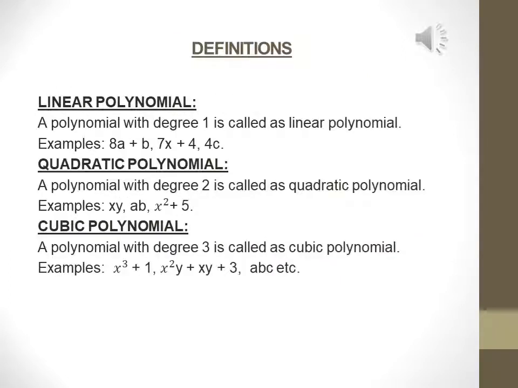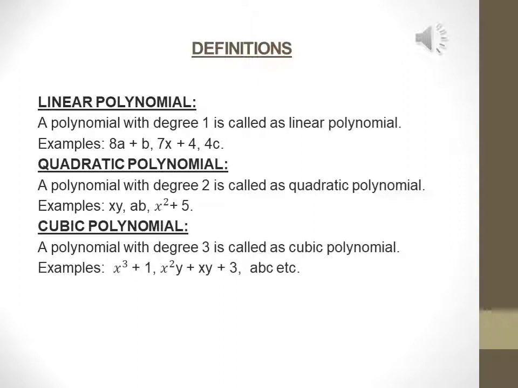We have some more definitions. Linear polynomial. A polynomial which has degree 1 is called a linear polynomial. For example, 8a plus b, 7x plus 4. In both the polynomials, we can see that the degree is 1.